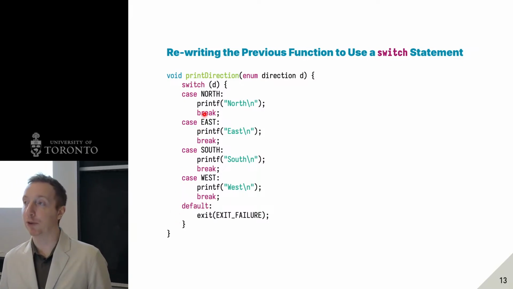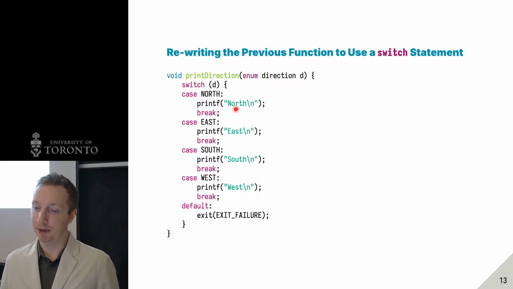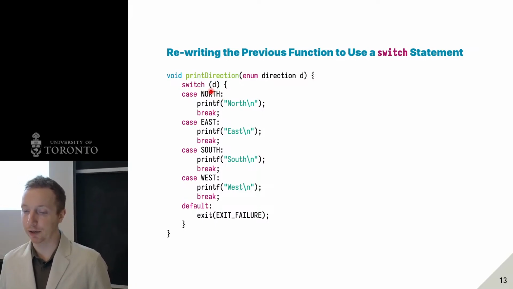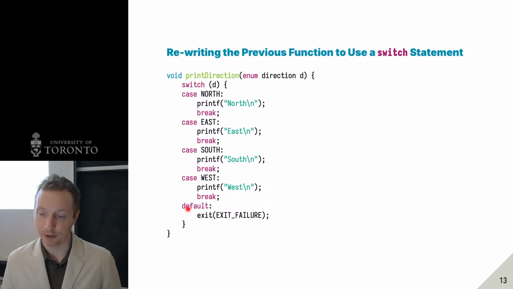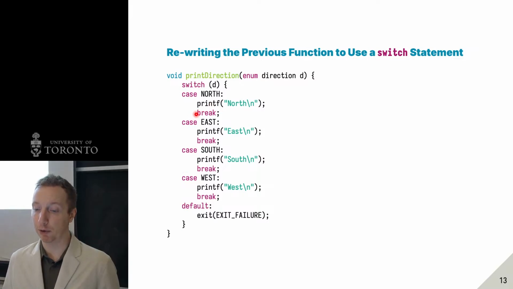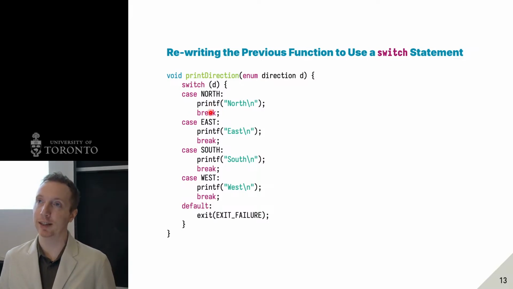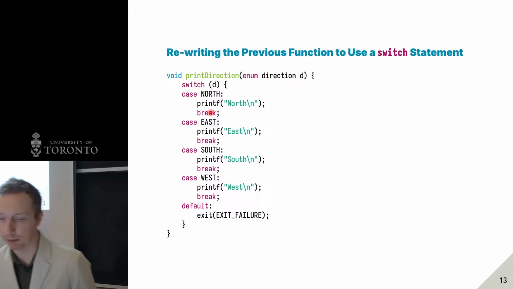If I didn't have this break statement here, what would happen is if the current value of d is north, it matches this case statement, so C will jump here, execute printf north, and if this break isn't here, this is just another case statement. It'll continue executing and also print east, and then hit break and skip to the end. So if I just removed this first break statement, and it matched north, it would print north and east, which probably wouldn't be what you want.